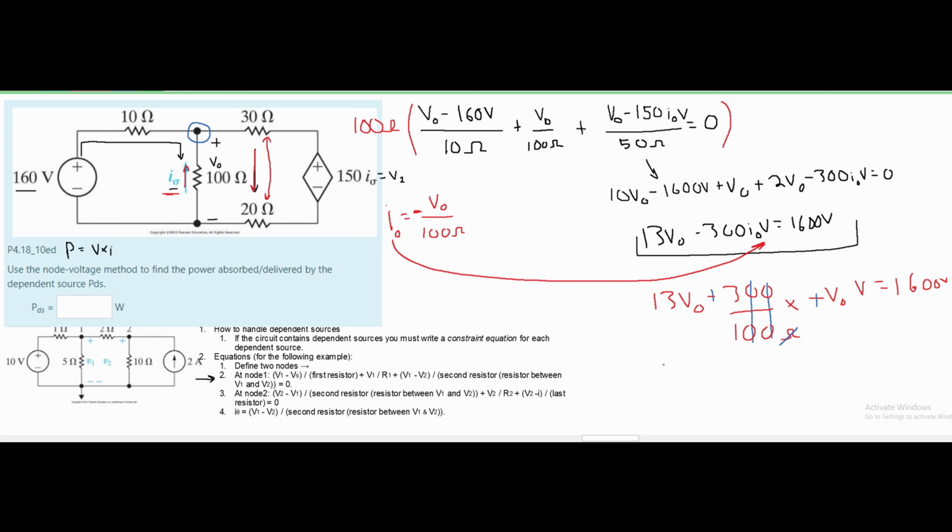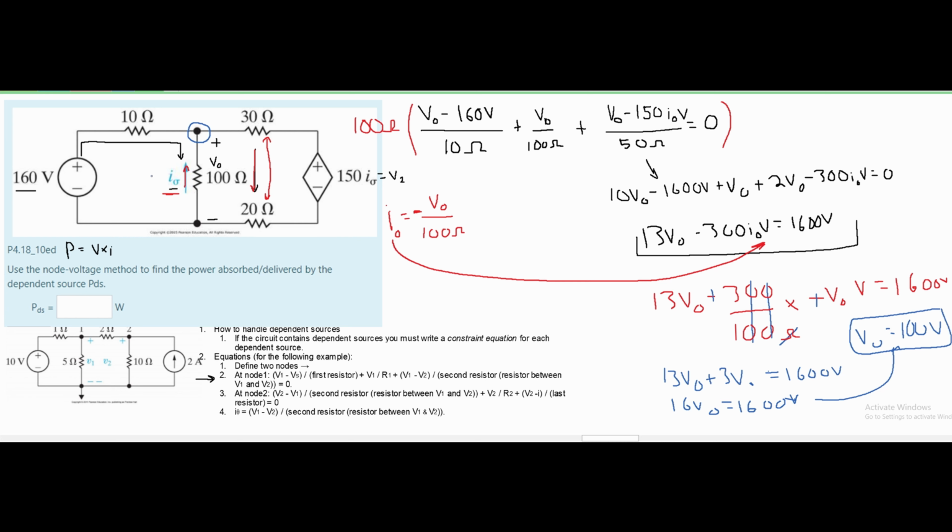If we do this, we are going to get a 13 V naught plus a 3 V naught, and this is volts, is equal to 1600 volts. If we add these together, we're going to get a 16 V naught is equal to 1600 volts. And then we can write that our V naught is equal to 100 volts. So this is the answer for V naught.